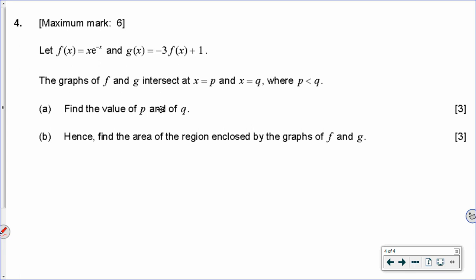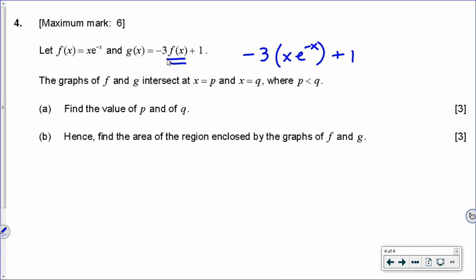and both known, though g is written in a sort of funny way. If you're looking at this f of x in the function and thinking that's strange, you can imagine that this function is just negative 3 e to the negative x plus 1, because that's what f of x is. So there's a number of reasons why they might show it that way, but when we go to the calculator to type in the function, that's how we'll want to type it in. So they intersect at x equals p and x equals q, where p is less than q. Find the value of p and q.